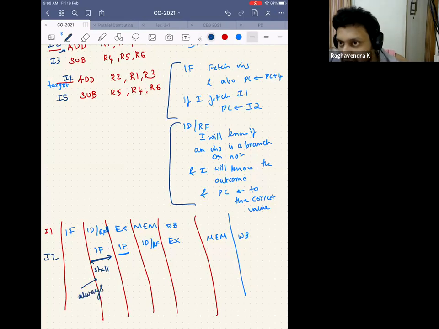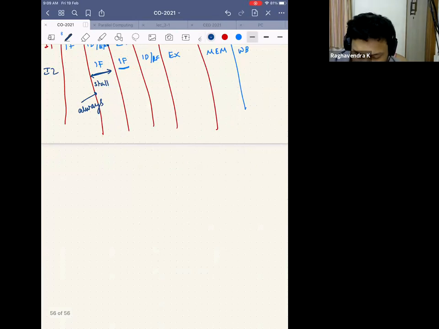But this doesn't require any complex logic. All I have to know is whether the previous instruction is a branch or not. As soon as I figure out this previous instruction is a branch instruction, I will reissue the instruction fetch. So this is one way. Or I can build a predictor. I will say that the branch is not taken.